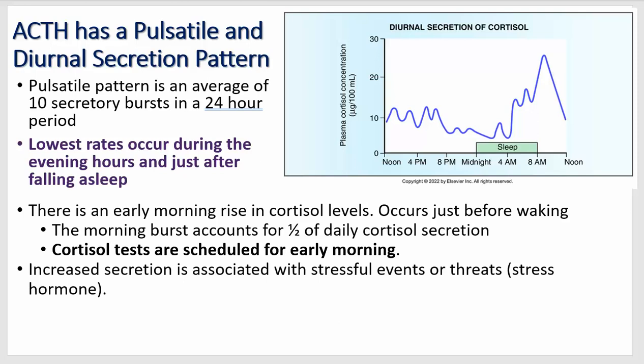I mean, it kind of varies, it looks like, from this graph. But there are an average of 10 secretory bursts in a 24-hour period. So you have the secretion of ACTH from the anterior pituitary, and then it goes down. And then you have another burst, and then it goes down. And then look what happens over here.